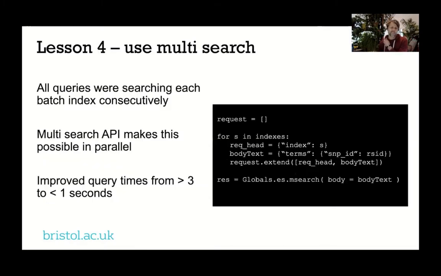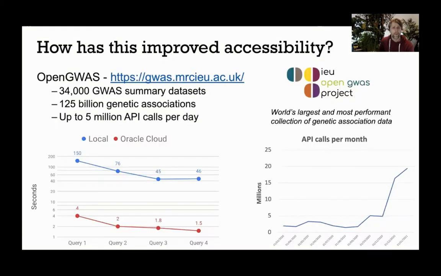The next lesson we learned was to use multi-search. We only just started using this recently. Our queries were actually looking over each index batch sequentially, but that was very, very slow at times. And then I started using multi-search, which meant this was actually running in parallel, which had a massive increase in performance.